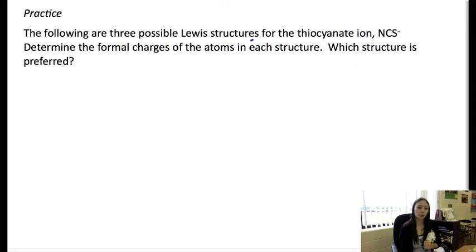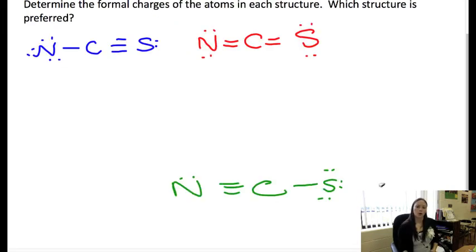Okay, the following are 3 possible Lewis structures for the thiocyanate ion, NCS. Determine the formal charges for the atoms in each structure and which structure is preferred. Okay, so we have our 3 possible structures here. You can have a single bond to N and a triple to S, 2 double bonds, or a triple to N and a single to S. So let's figure out then what the best structure is. So go ahead and assign the formal charges to each one, and we'll pick one.